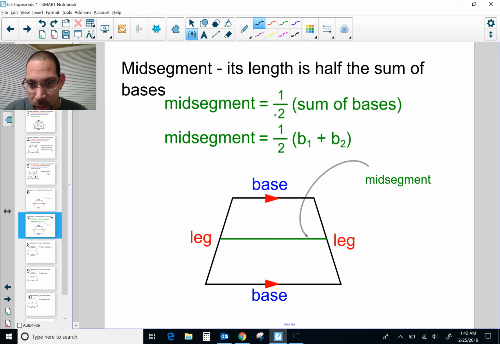To find the length of the midsegment, it's half the sum of the bases. In other words, you might see half of B1 plus B2. You can call this one B1 and this one B2, or you could switch it. It doesn't really matter which one's B1 and B2. But that's how you can find the midsegment.